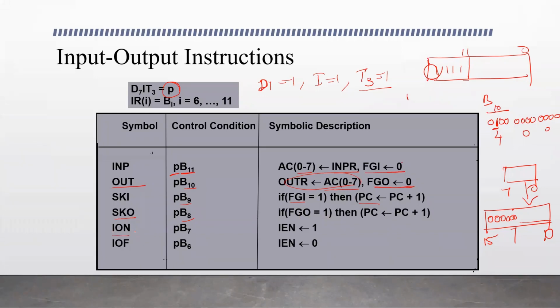ION is interrupt on, the interrupt enable signal. The flip-flop IEN is set to 1, and interrupt off sets IEN to 0. So these are all the input-output instructions executed at time T3. And we have seen the micro operations that are done.